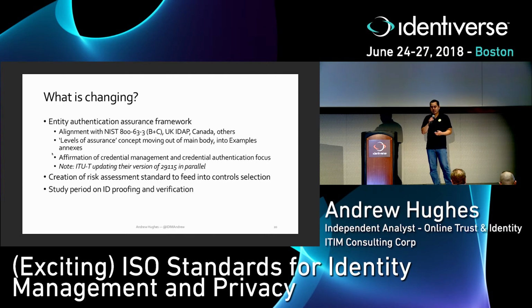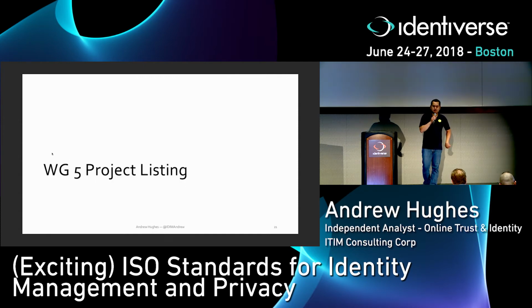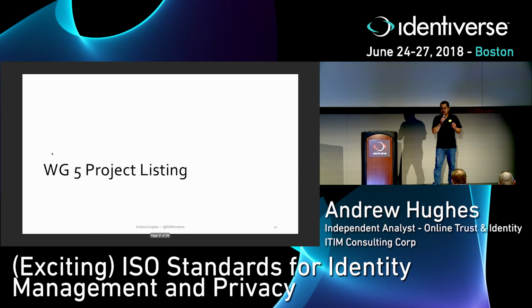So, in this round of refinement, the controls and the techniques are in the body of the document. So how do you do multi-factor hard token-based credential authentication? That's in the main body. Where does that fit into your localized version of level of assurance? That's an example in the appendix.